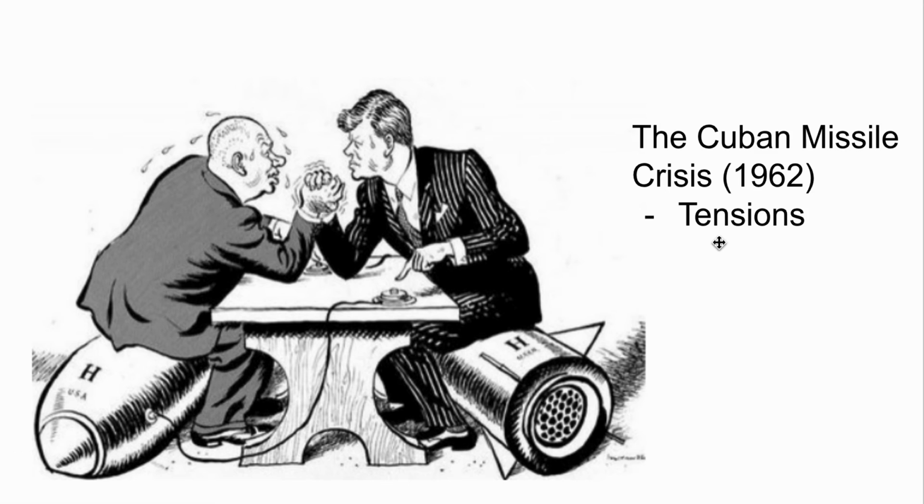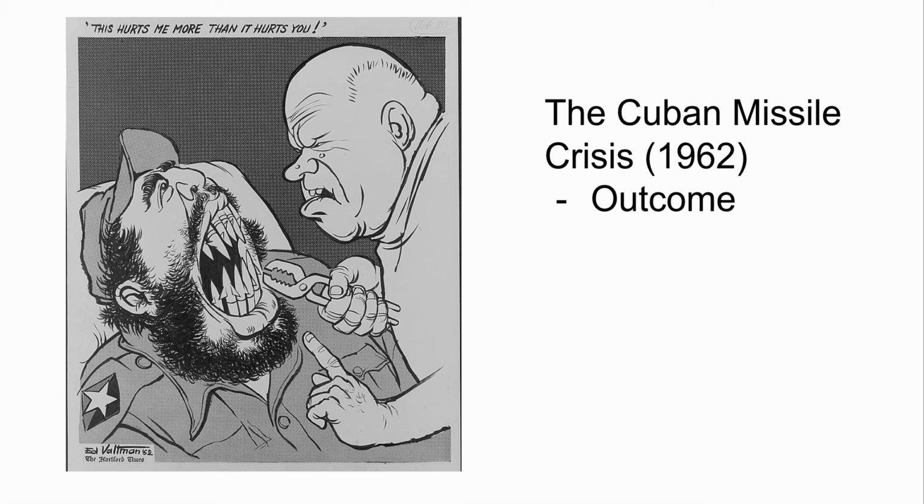I think this is a really, really good political cartoon at highlighting the tensions that were in place at the time of the Cuban Missile Crisis. The next one is about the outcome of the Cuban Missile Crisis, and I think this is visually one of the most interesting cartoons. It's Khrushchev, the leader of the USSR, taking the missiles from Cuba, literally pulling them out of Cuba, and Cuba here is represented as Fidel Castro. And the line above says, "This hurts me more than it hurts you."